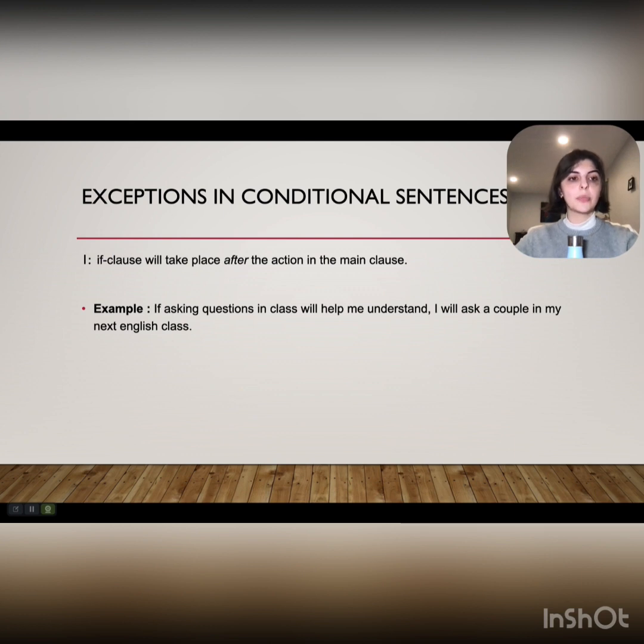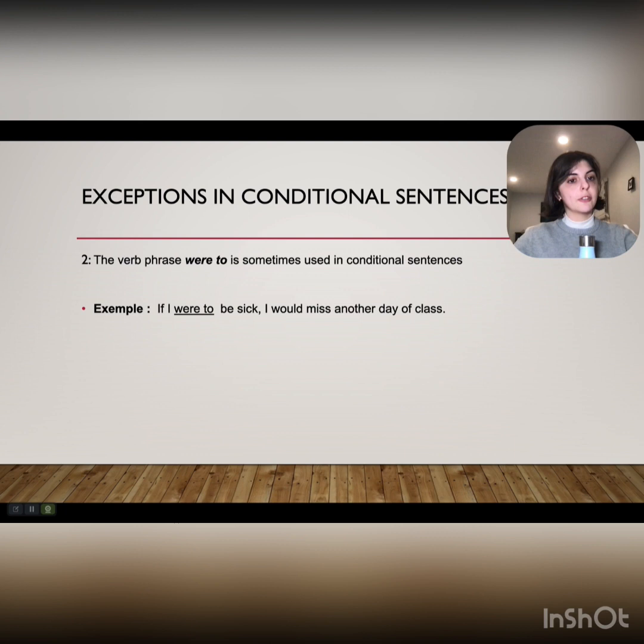For example, if asking questions in class will help me understand, I will ask a couple in my next English class. The action in the if clause is the student asking questions, which will take place only when he asks them during the next English class.